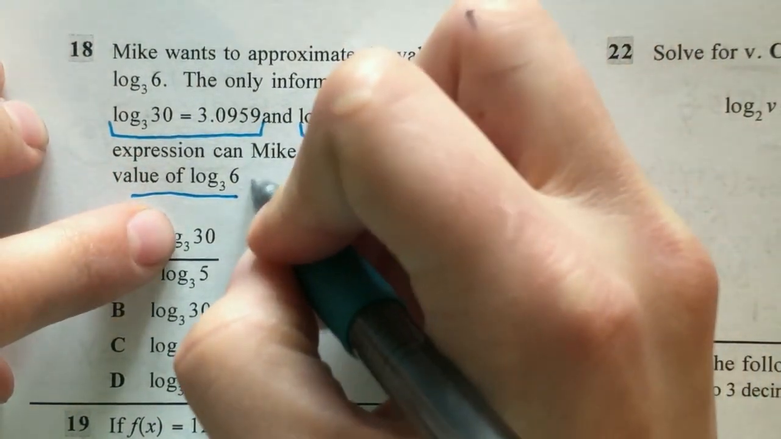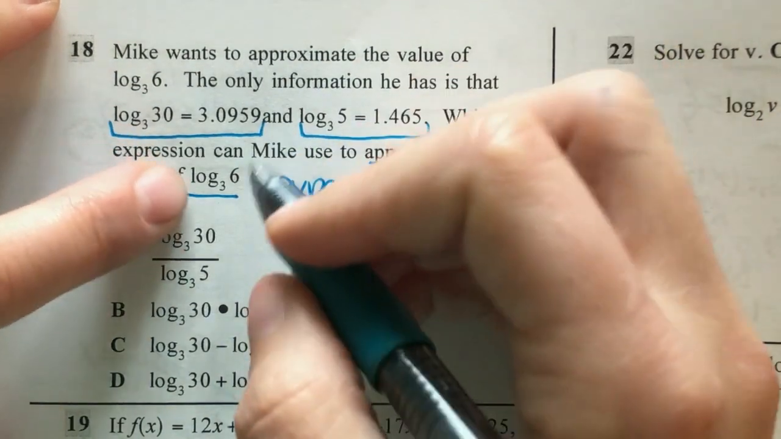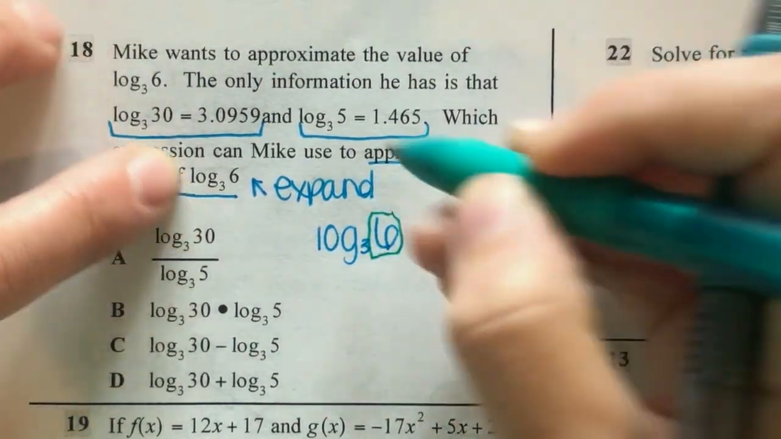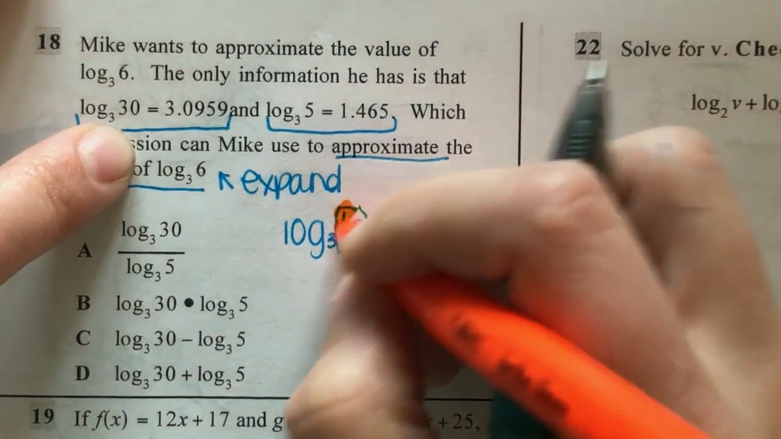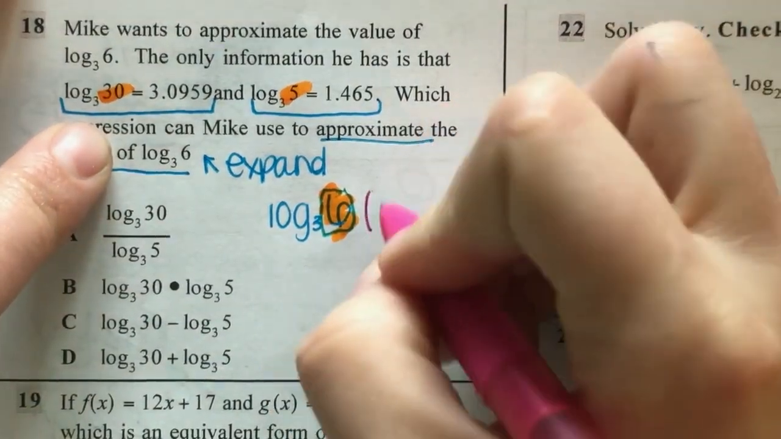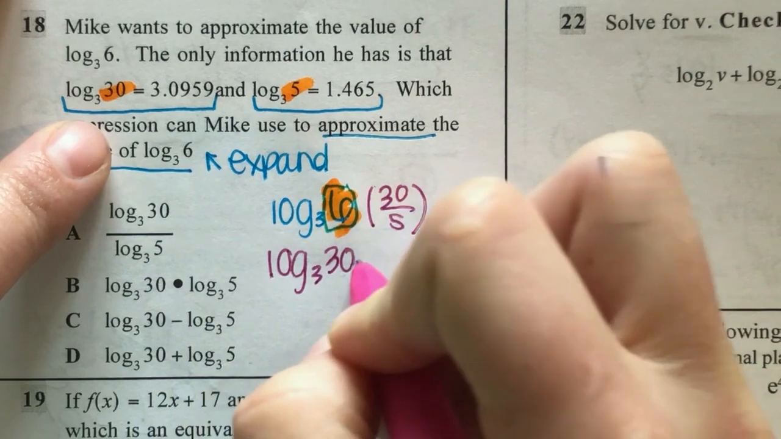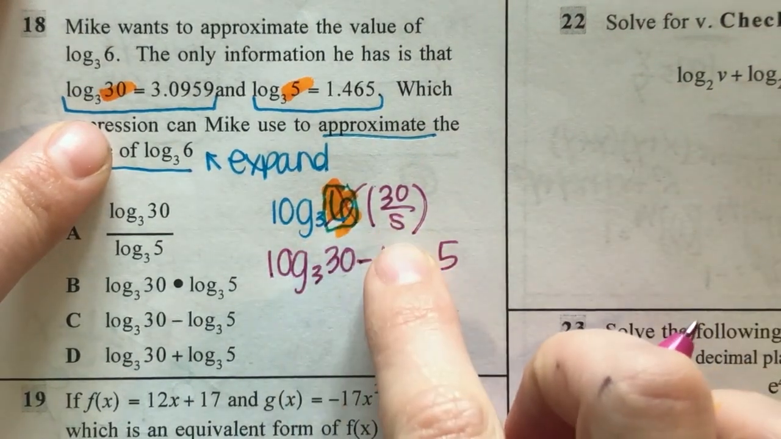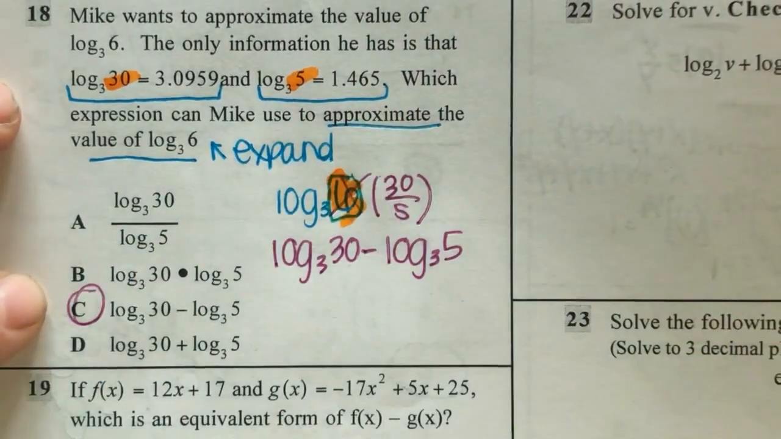So what we're going to do is expand log base 3 of 6 using addition and subtraction. I'm going to want to rewrite 6 using the numbers they gave me, 30 and 5. So we know that 6 can be rewritten using 30 and 5 because 30 divided by 5 is 6. So we're going to rewrite 6 as 30 divided by 5. So we're going to expand this. So it's log base 3 of 30 minus log base 3 of 5. That's how we would break this down. So I rewrote 6 as 30 over 5, and we separate the division using subtraction. So my answer has to be C.